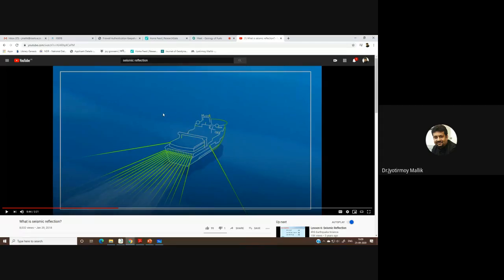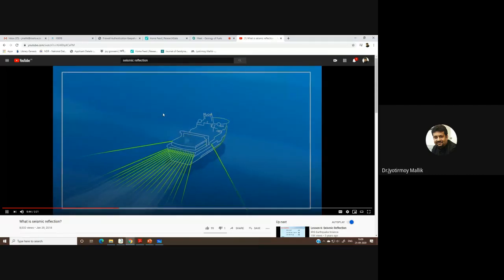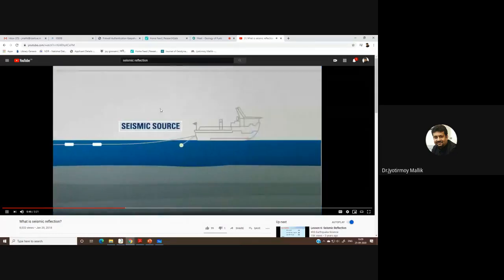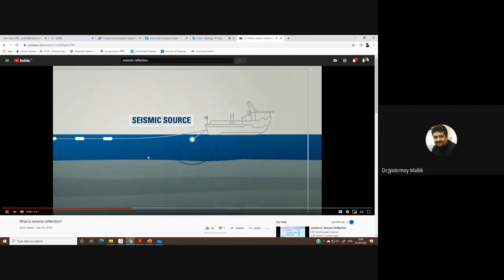Okay, and then it also has receptors. That will be clear in a moment. You can see here, this is the vessel which is moving, and this is the source from where it is creating sound waves. And with this trail, which is called a fish, there are receptors where the sound wave will essentially be received, right? So you can see here.